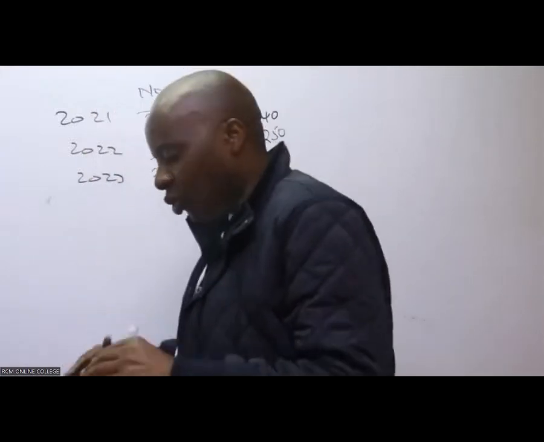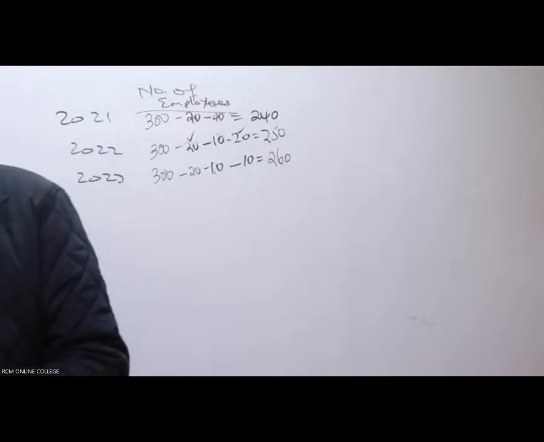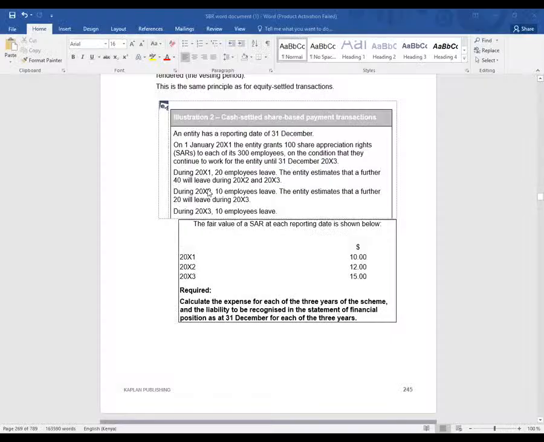Then we go to 2022. Things are different now. In 2022, they have told us during 2022, 10 employees leave. And then we come and estimate afresh how many will leave in the future. The entity estimates that a further 20 will leave. So this other estimate that we had up there is irrelevant. The 40 estimate will be irrelevant in the year 2022.